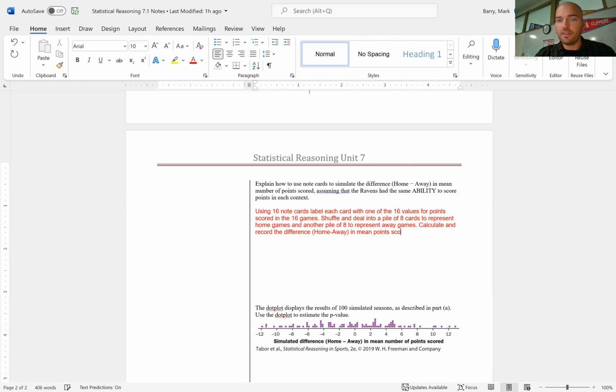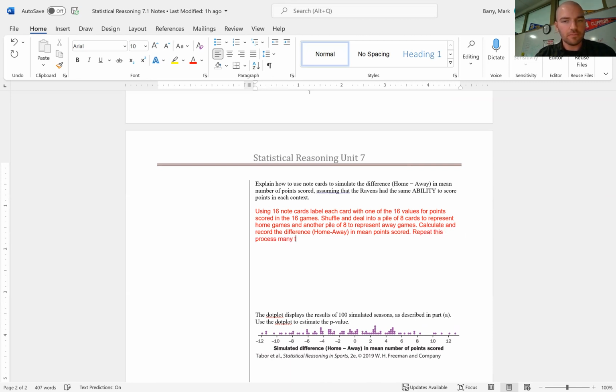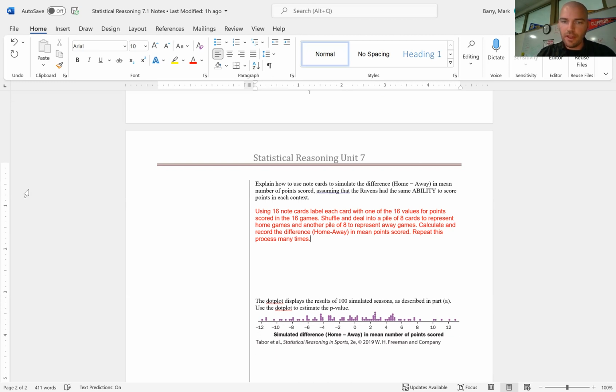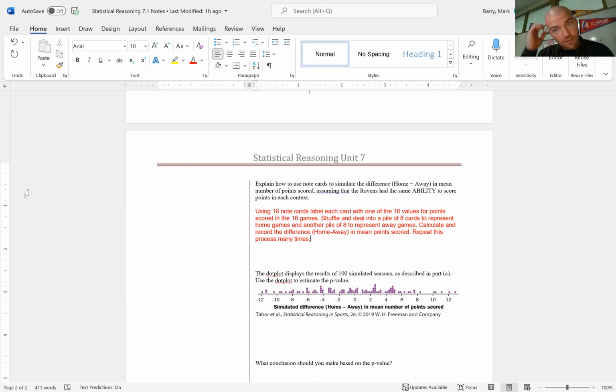So we need to calculate the mean again, and then subtract them just like we did before. So repeat this process many times. Okay. So that's how we would do that simulation there. Now, good news, we don't have to do that simulation. They're going to do the simulation for us.